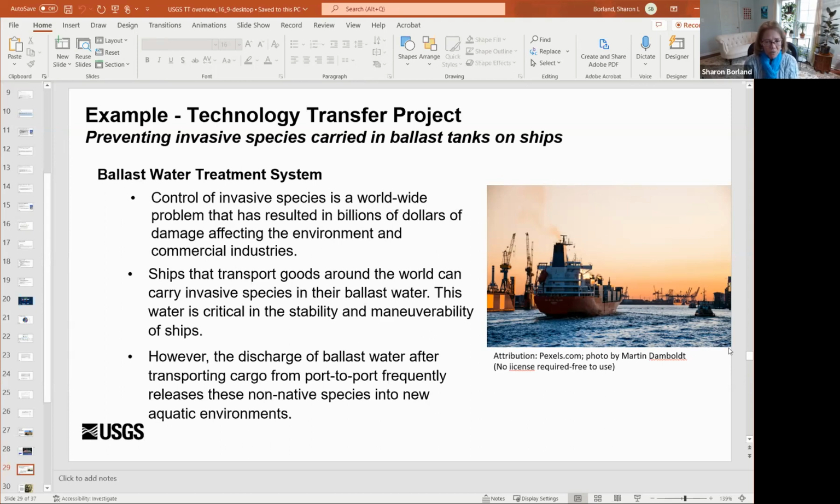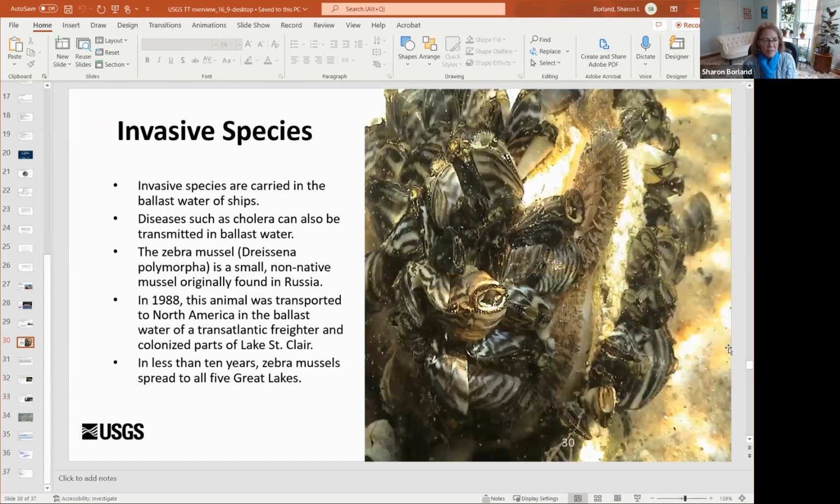Ships that transport goods around the world can carry invasive species in ballast water. The discharge of ballast water after transporting cargo can release non-native species into foreign ports. A big problem, as everybody is probably aware, is that in the late 80s, the zebra mussels were introduced into U.S. waters, and they have resulted in a great deal of damage.